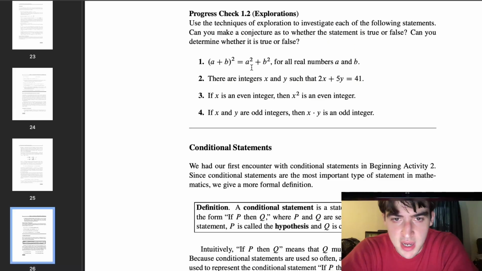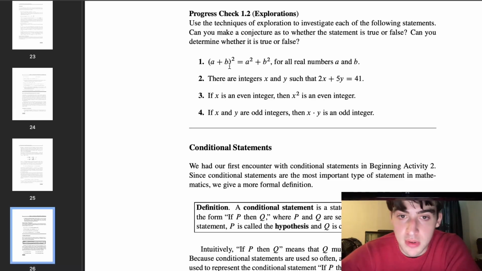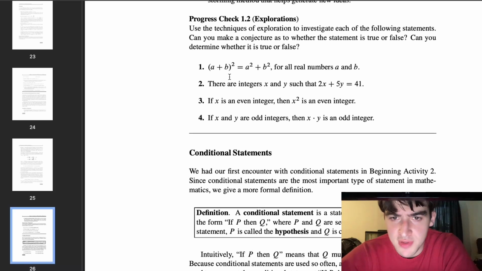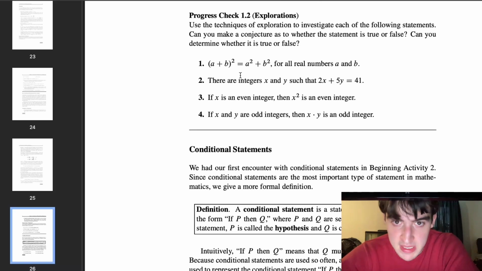What do we have on the left side? 2 plus 3 equals 5. 5 squared is 25. So I just thought of a counterexample. 25 does not equal 13. So this statement is false through counterexample. Or at least I can make a conjecture for such. I'm pretty sure if you find a counterexample, that immediately means it's false. But if you find an example, that doesn't immediately make it true.